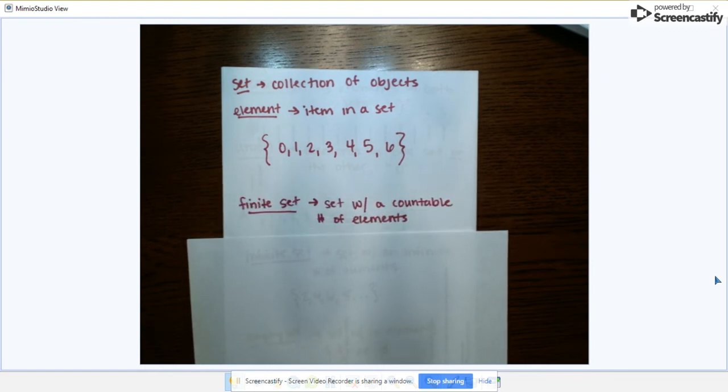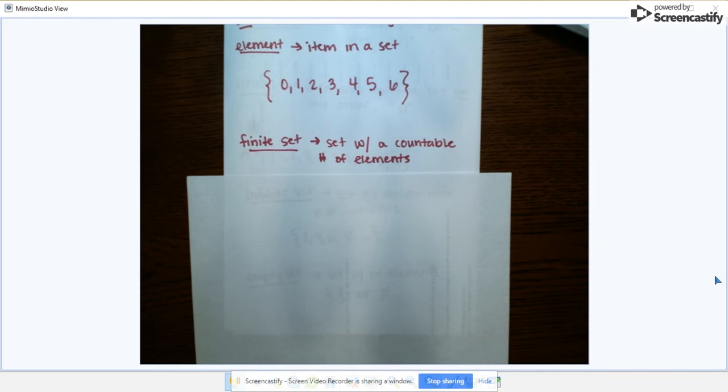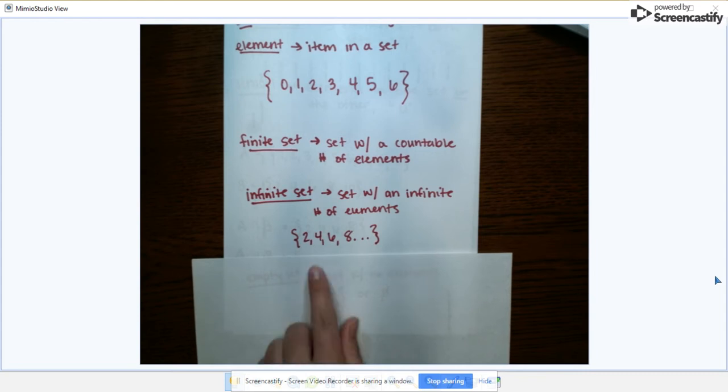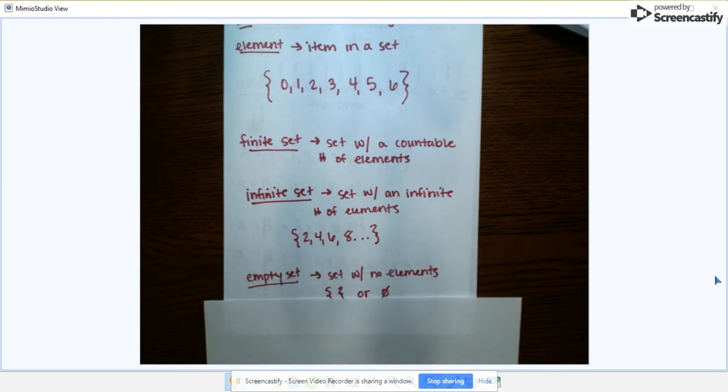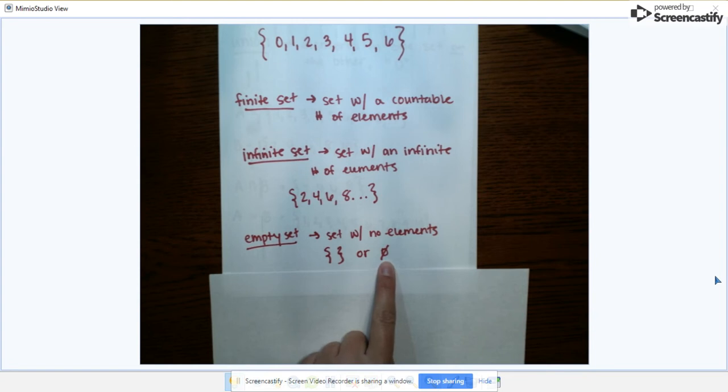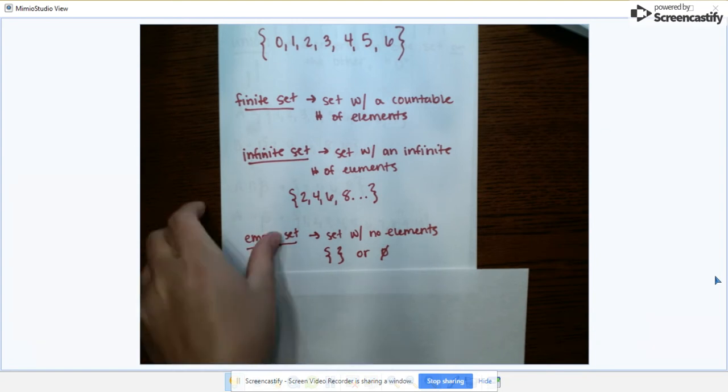A finite set is just how it sounds. There's a finite number of elements, so we can count the number of elements in it. On the opposite spectrum would be an infinite set, which means there is an infinite number of elements, and we denote that with an ellipsis at the end, 3 dots, so it goes on forever. And then we have an empty set, which means we have a set with 0 elements. That is denoted with empty brackets, or a little 0 with a slash through it.